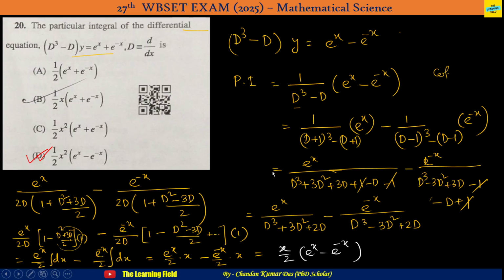Okay. Next question. This is also a very nice question. Many times I think you already practiced these questions. So before solving the question, I will share some techniques to solve this type of questions. There are actually three techniques.